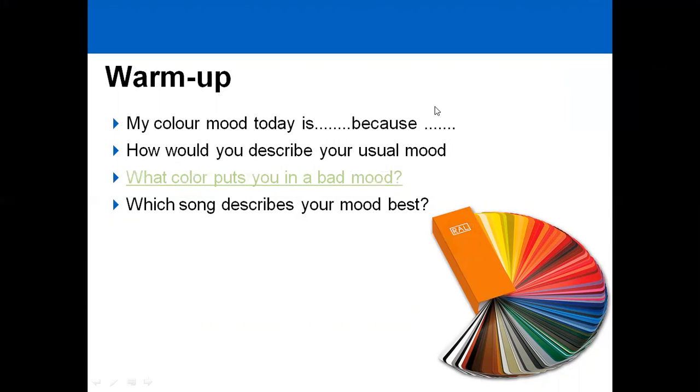For example, my color mood is good because I bought a new dress.